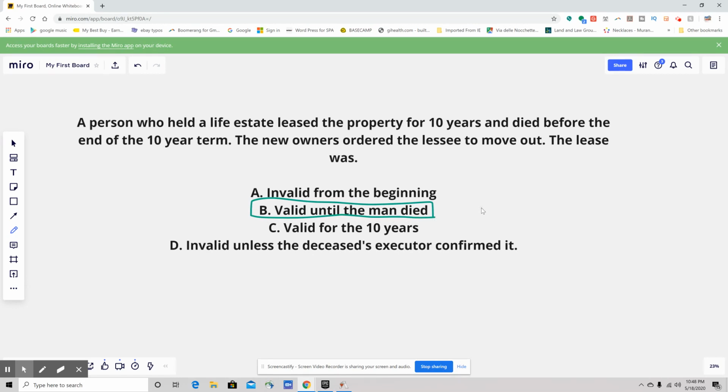Let's talk about why the other answers are wrong. So, number one, invalid from the beginning. Not true, because here's the thing. When you are the holder of a life estate, you own the property, you have ownership, but the ownership is limited to the life of the person it's based on. So it's ownership with a specific time limitation on it. So was it invalid from the beginning? No, that's not true.